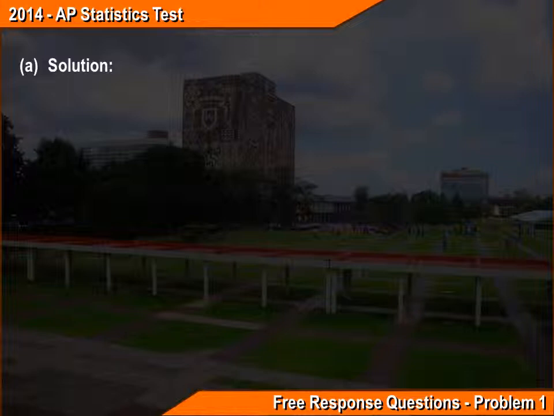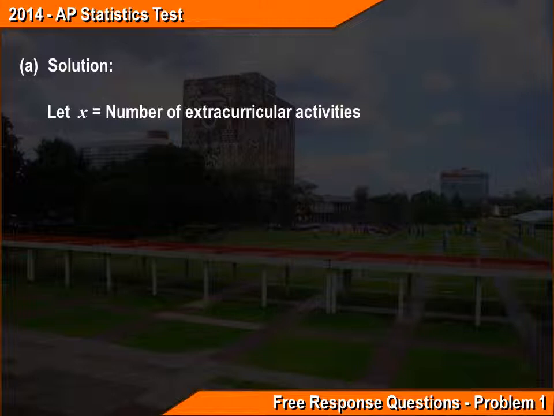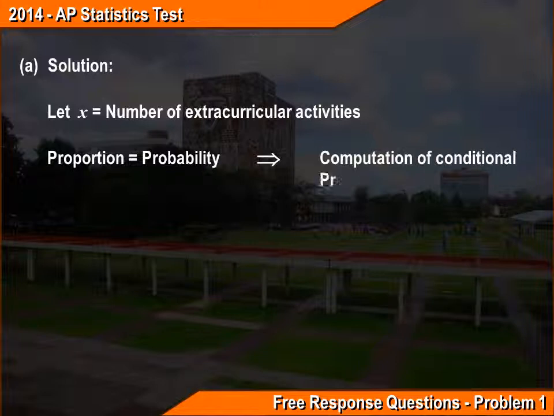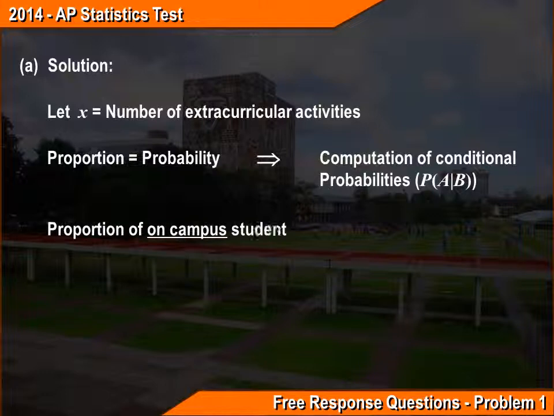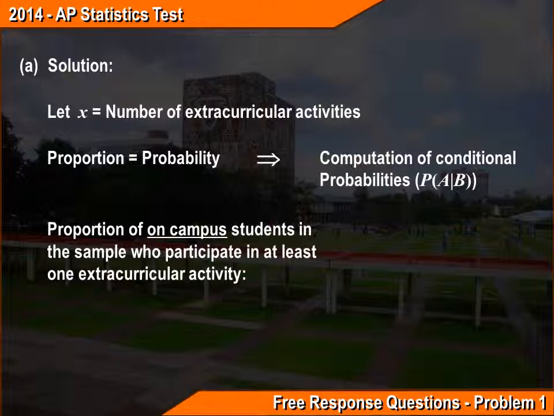Let the variable x represent the number of extracurricular activities students participate in. The proportions we have to calculate are equivalent to probabilities. So the computation of these proportions is the computation of conditional probabilities. The first one, the proportion of on-campus students in the sample who participate in at least one extracurricular activity, is the conditional probability that x is more than or equal to 1 given that the students live on campus.